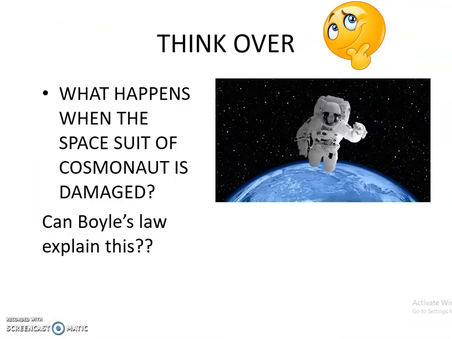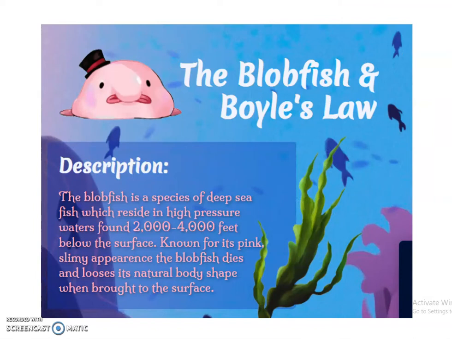Till then, keep thinking, and in the meantime, here is some interesting information. This will give you a clue for the previous answer. There is a fish called the blobfish. This blobfish lives in the very deep sea, around 2000 to 4000 feet deep. So you know that in the deep sea, the pressure is very, very high.